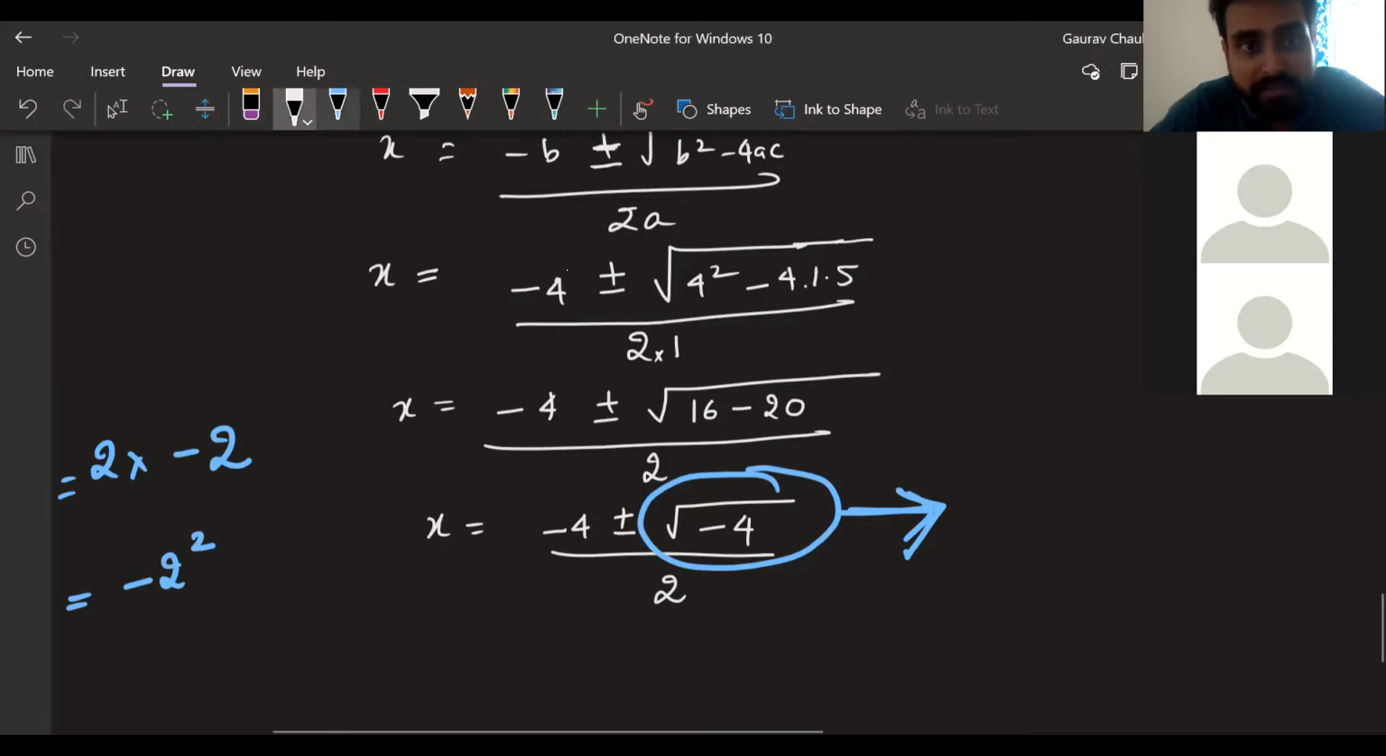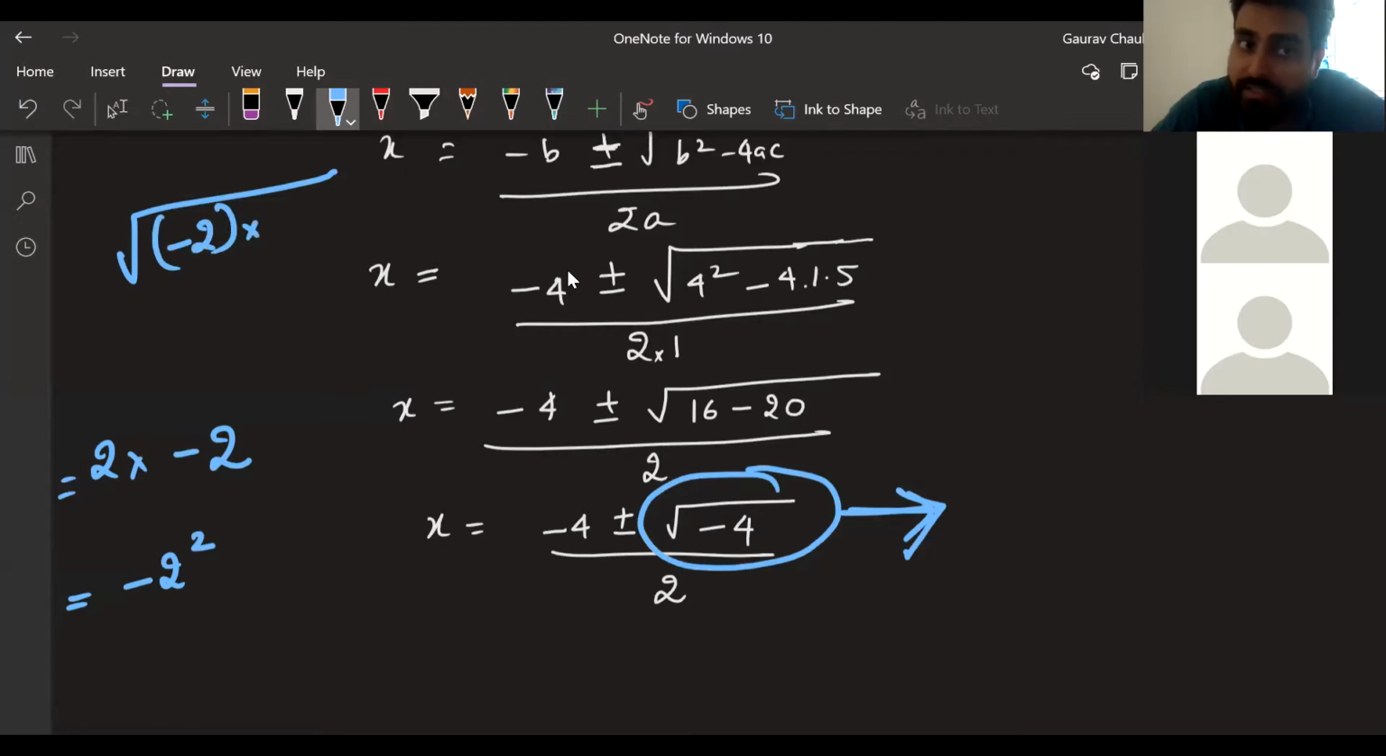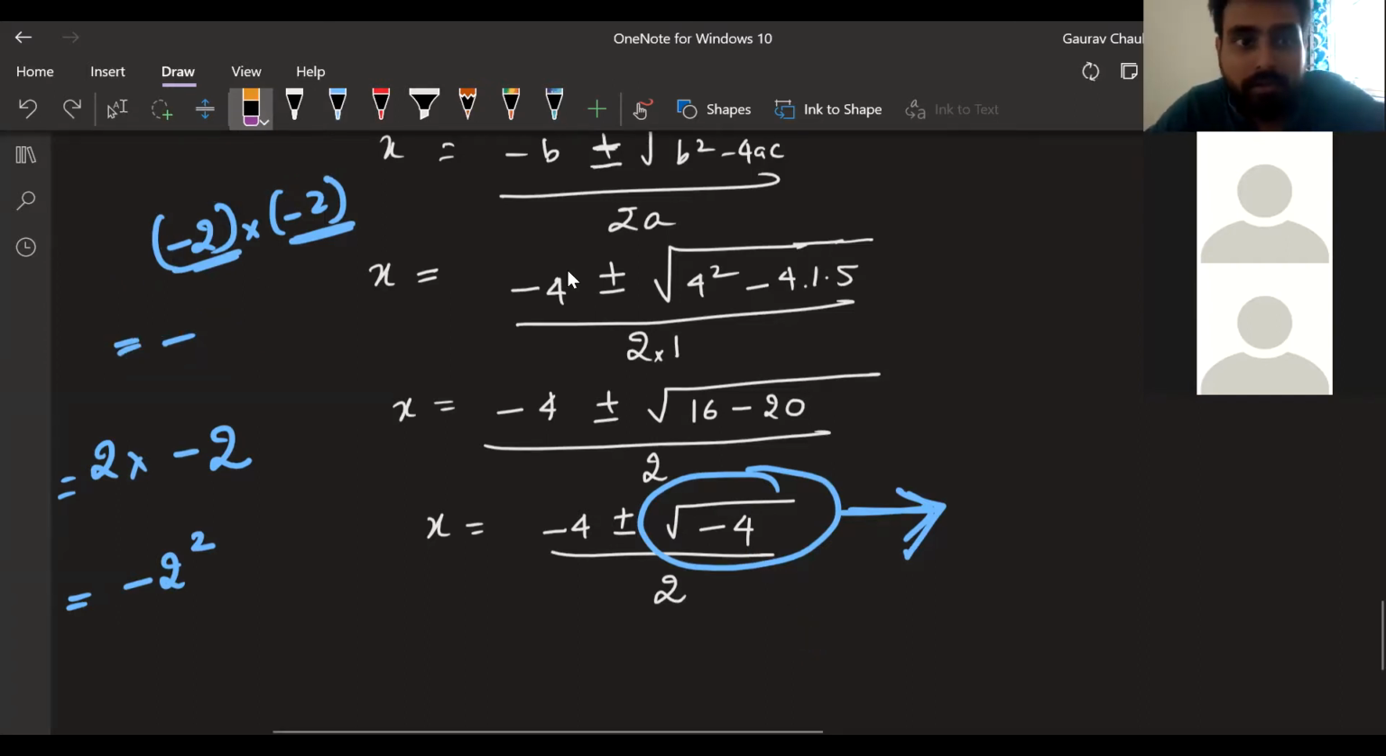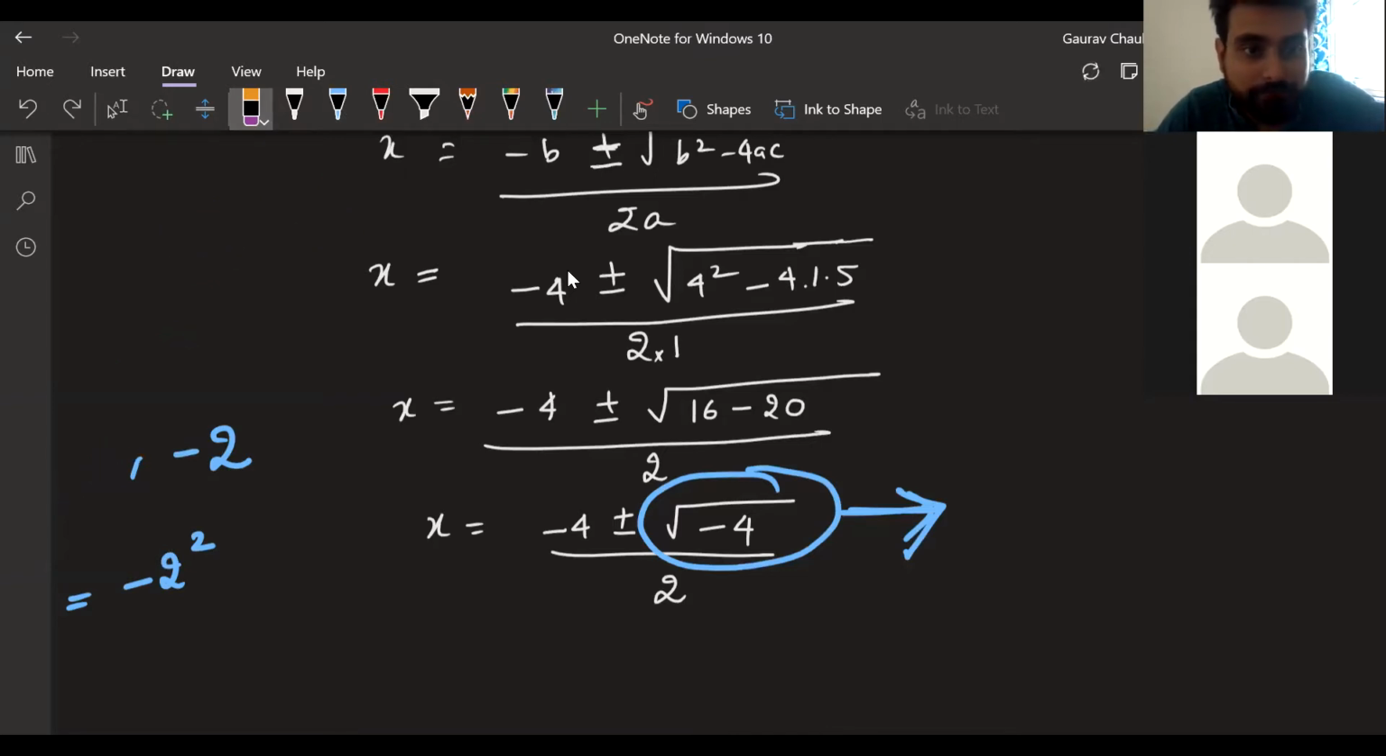How do I take a square root? Okay, when taking a square root, if I have minus 2 into minus 2, then I can take minus 2 outside. Here there is no minus 2 into minus 2; here there is plus 2 into minus 2. What is 4? What is minus 4? Plus 2 into minus 2. Now what will you take outside from the root? Any thoughts, guys?